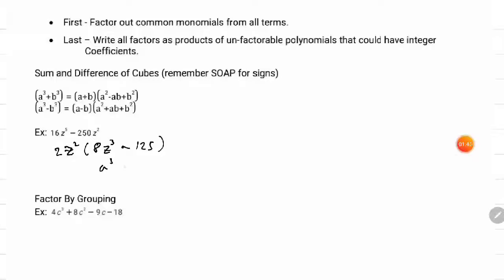Okay? And then look, it's become a cubed minus b cubed in this parentheses here. So remember, you always got to find out what a is and b is. So if a cubed is 8z cubed, then a is the cube root of 8z cubed, which is 2z. So not only did I cube root 8, I cube root z cubed. So a is 2z. B, in this case, is just the cube root of 125, which is 5. 5 to the third power is 125.